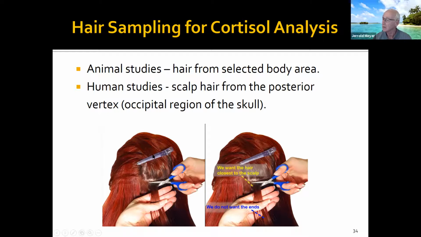For human studies, the best place is what's called the posterior vertex, which is pretty much shown here. This is a little bit lower than what I would call the posterior vertex. I would say that's really up a little bit higher. It's the occipital region of the skull. And what you want is to cut the hair closest to the scalp.